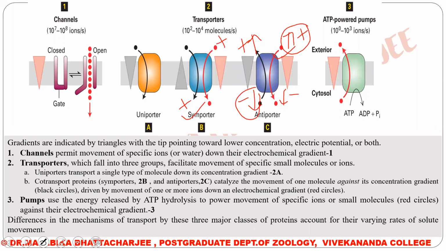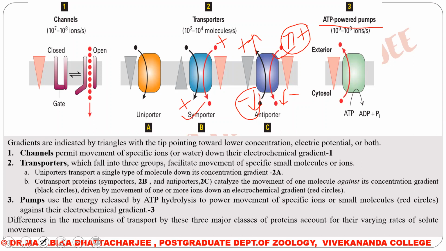So this is a co-transport. Two molecules are being transported simultaneously through these transporter proteins, with the help of these transporter proteins. And finally, we are talking about the third category of molecules or proteins that play an important role in transport of ions or small molecules against their electrochemical gradient. When they're moving against their electrochemical gradient, they need energy.